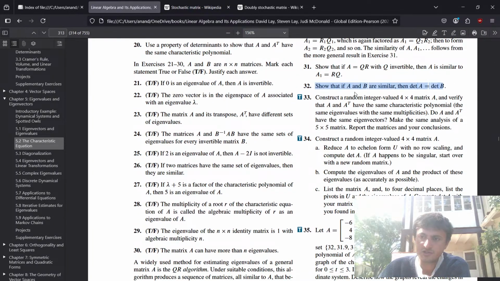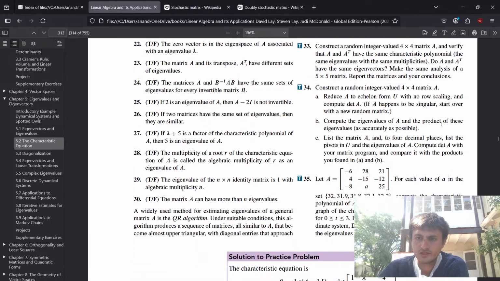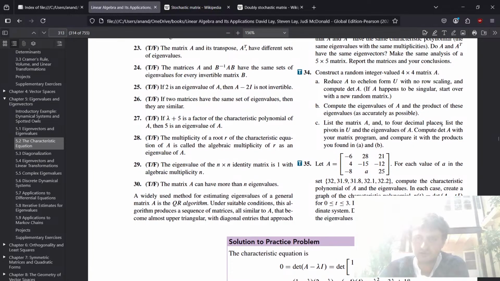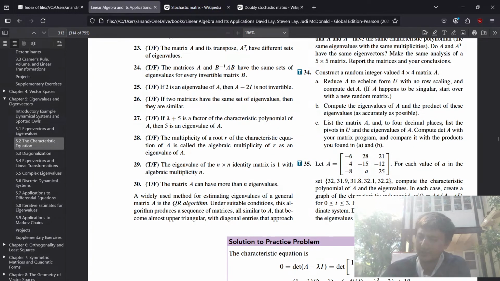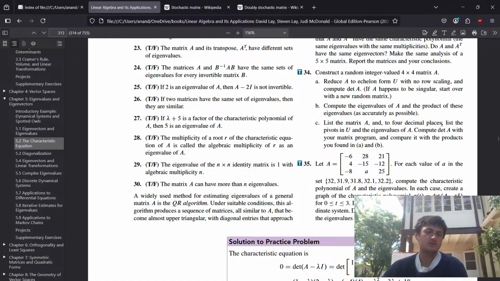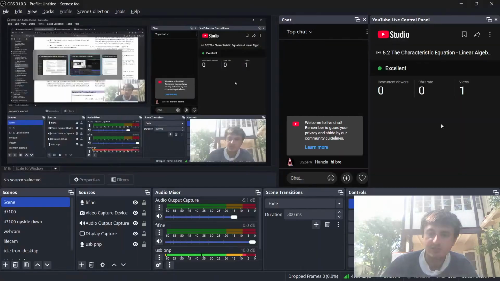Construct a random integer valued 4x4 matrix A and verify that A and A transpose have... Okay, we're not going to do that. We're not going to do any of these. Okay, so I got my problems. I got a brand new freaking whiteboard.